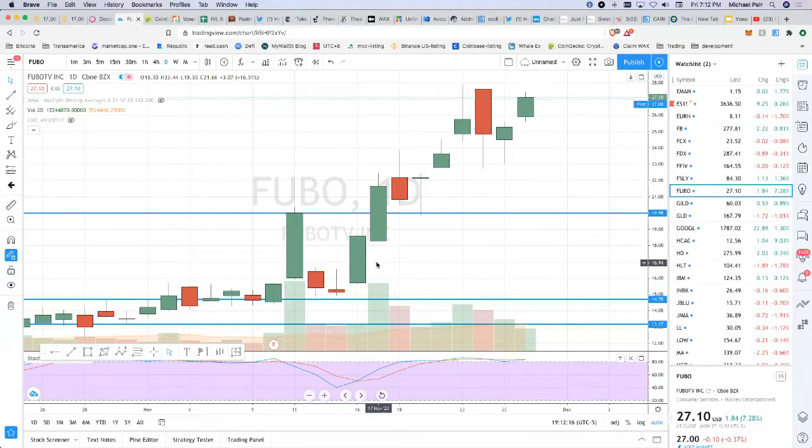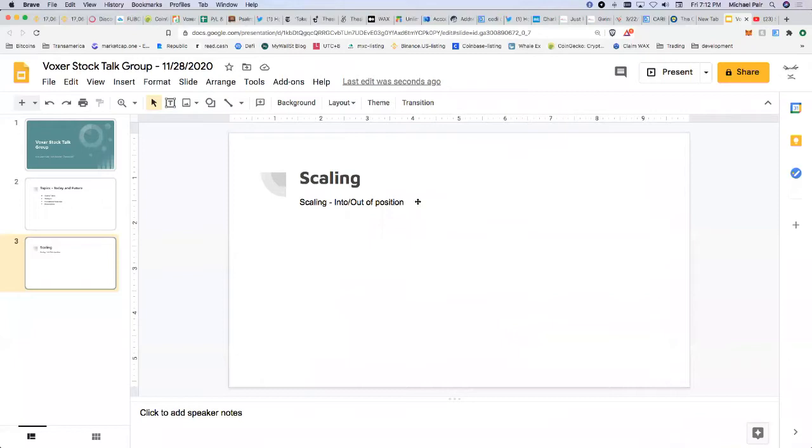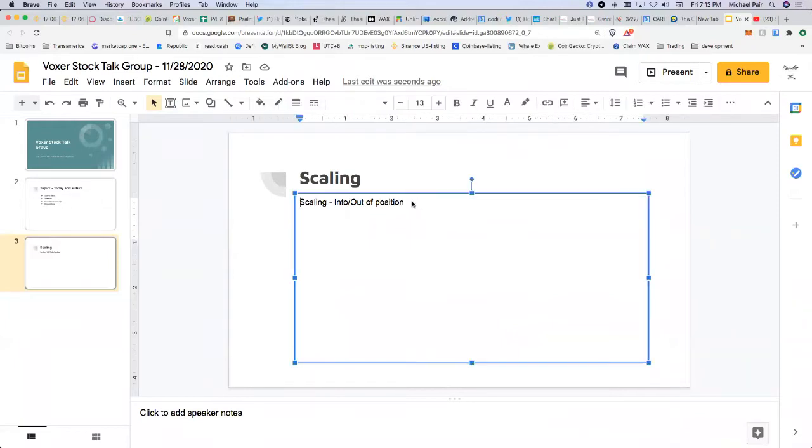So let's just say if I were going to buy a number of shares. Let's just go through an example. We're just going to use FUBO as an example, right? So say, for instance, I want to buy a position in FUBO, right? And let's say I want to buy 100 shares.